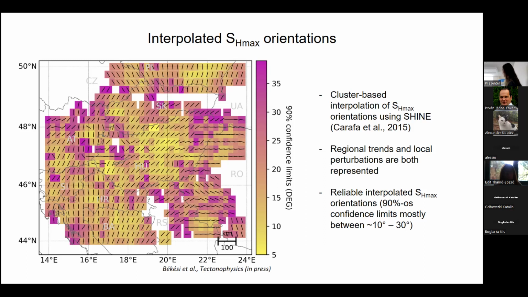One interesting anomaly that we saw in this interpolated stress field is located here at the western border of Hungary, where there is quite a large anomaly with an east-west oriented stress field present.